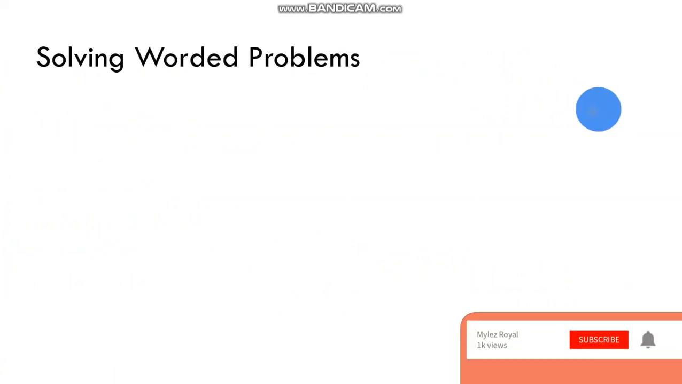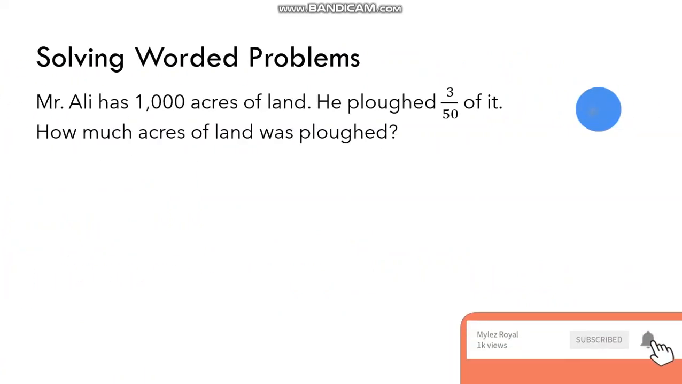Now let's solve a worded problem. Look at the question. Mr. Ali has 1,000 acres of land. He plowed 3/50 of it. How much acres of land was plowed? When solving a worded problem, ask yourself, what is the question asking you to find?